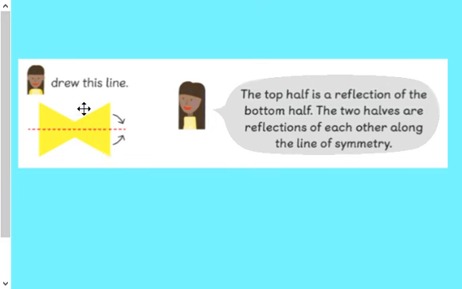So we now know that this shape has a vertical line of symmetry that we looked at on the last slide, and this one also has a horizontal line of symmetry as well. So there are two lines of symmetry so far.